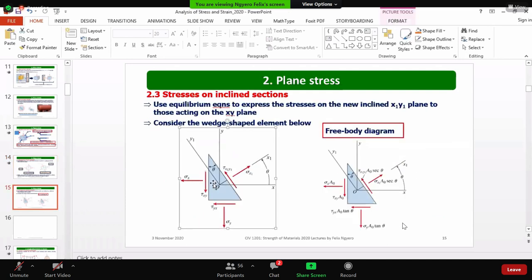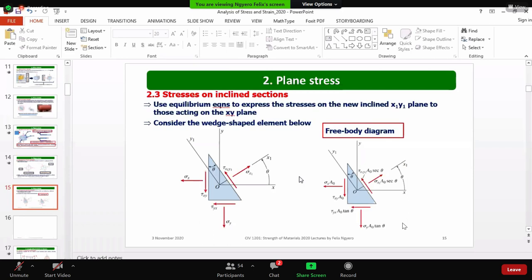So to simplify the working, we consider this wedge-shaped element whose two faces are oriented in the same direction as the X and Y, and then it has one face inclined at the same angle theta to the Y axis. On the inclined face, the normal stress is sigma X1, and we have the shear stress tau X1 Y1. We can also represent the axes: perpendicular to the inclined face, we have the X1 axis, and parallel to that inclined face, we have the Y1 axis. This will simplify our derivation. We won't have to work with very lengthy equations when resolving the forces here.